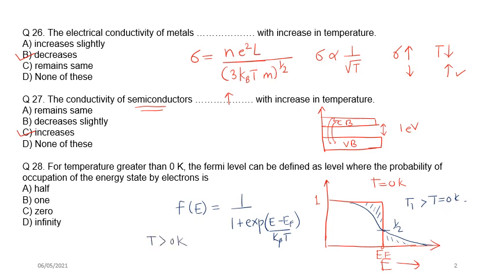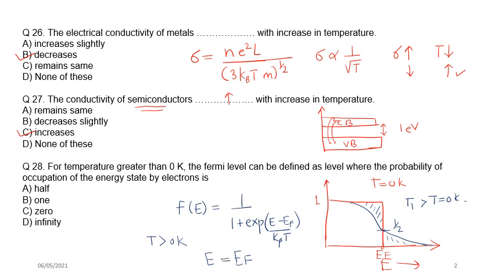The Fermi energy, Fermi level can be defined as a level where the probability of occupation of the energy state by an electron is... So if this T is greater than 0 Kelvin, then obviously there are some energy levels which are greater than the Fermi energy level. So we can say E is greater than EF, so the numerator will be positive divided by k_B T. We have to check it when energy is equal to EF.